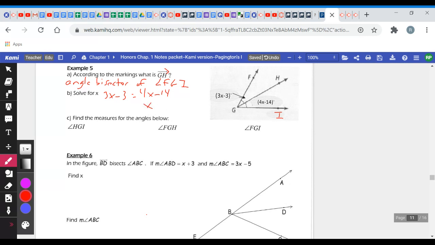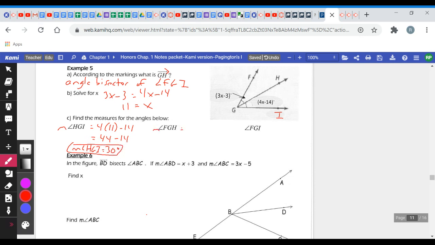Now, if I go and solve, I end up with x is equal to, if I add 14 to both sides, I get x is equal to 11. Now I can plug back in to get these angles that it's asking for. Technically, I'd have an m in front to say the measure of HGI is 4x minus 14. I'm going to go ahead and plug in the 11. And if I solve, I've got 44 minus 14, which is going to be 30 degrees there. Okay, I'm going to box it. That's one of my answers.